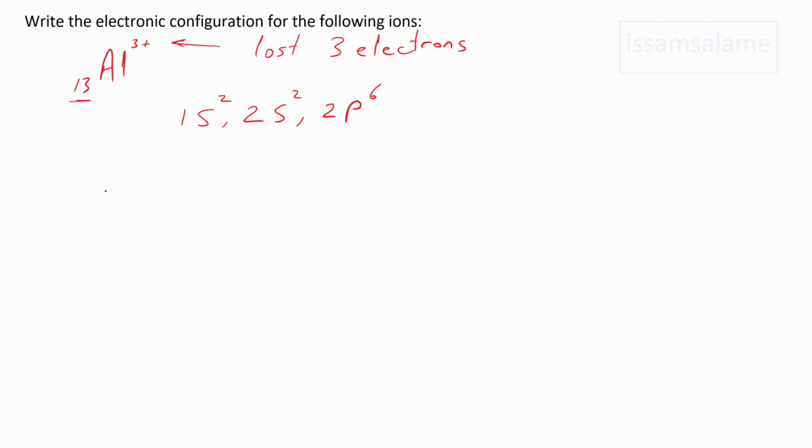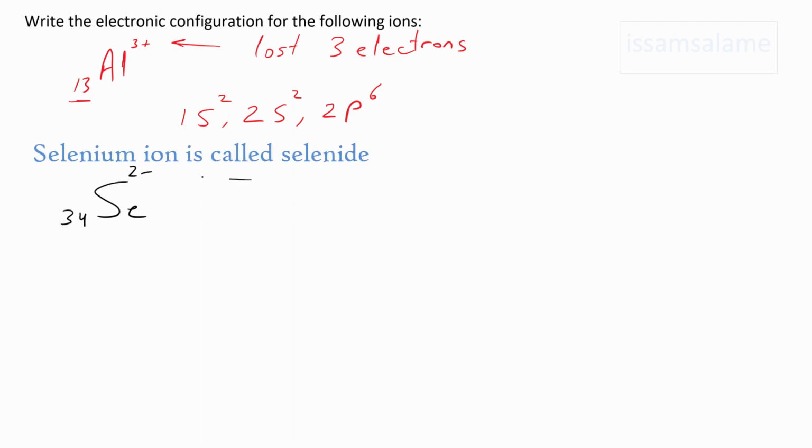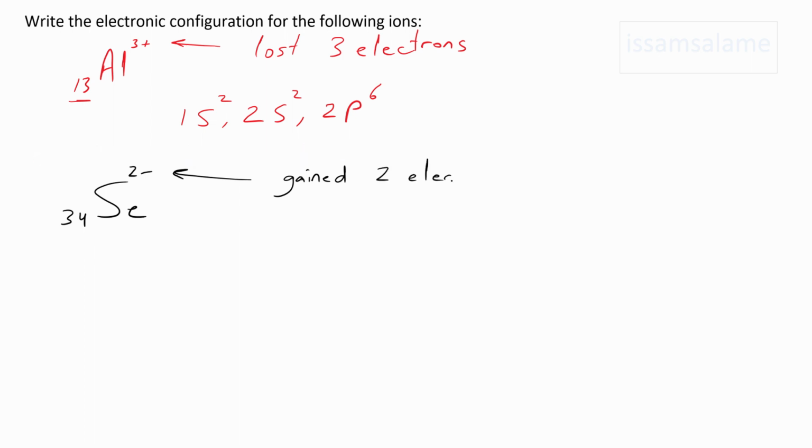Another example, the selenium ion with atomic number 34 and a charge -2. -2 means that it gained 2 electrons. So now we're going to write the electronic configuration for 36 electrons instead of 34. And it's going to be as follows.